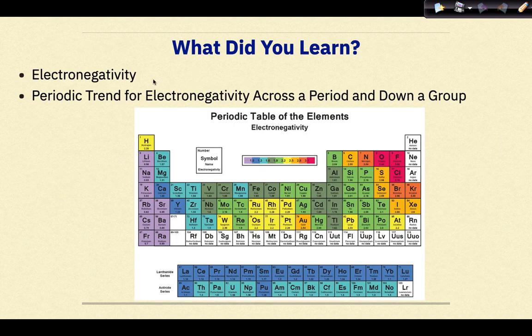So what did you learn? We talked about the definition of electronegativity very briefly, and then we looked at the periodic trends for electronegativity across a period and down a group.